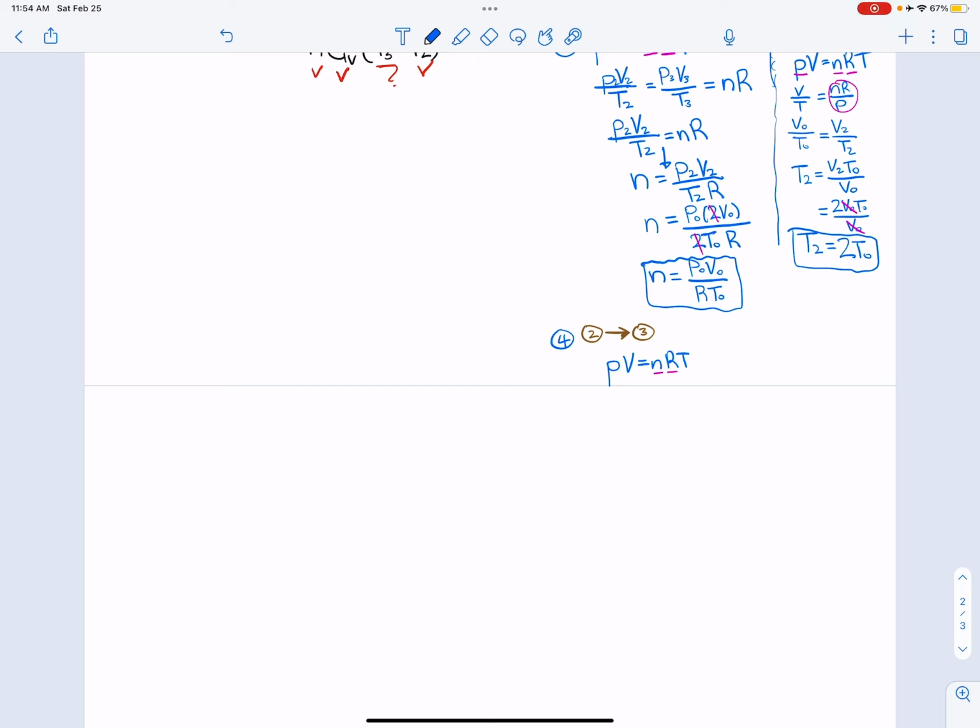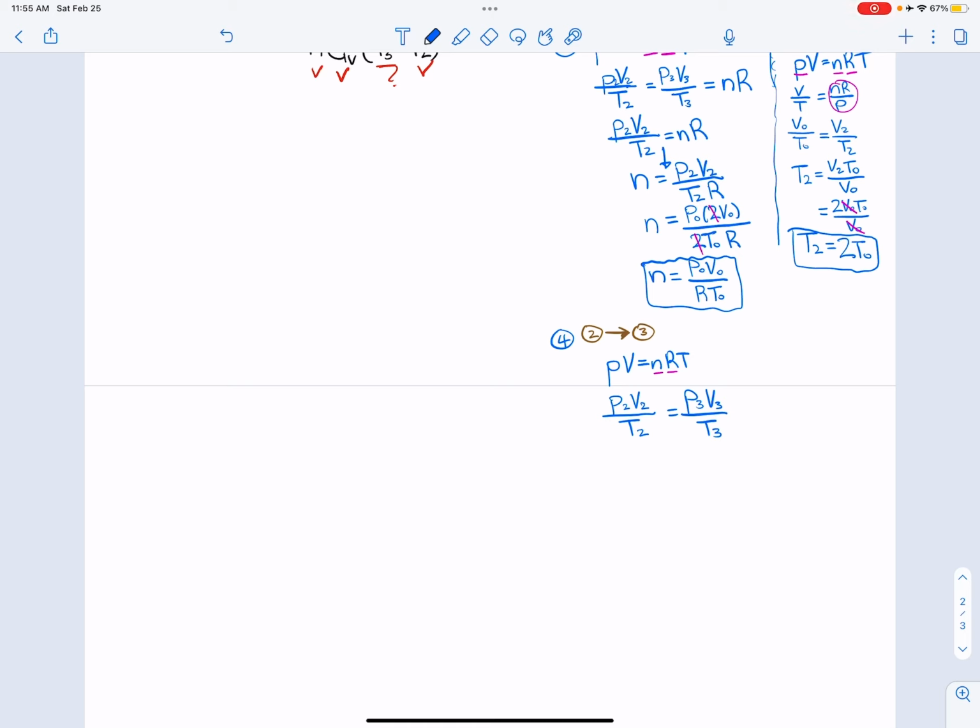Okay, no worries. So that just means that the pressure at 2 times the volume at 2 over the temperature at 2 is equal to the constant nR, right? And since it's constant, nR doesn't change, that means the pressure at 3 times the volume at 3 divided by the temperature at state 3 is also equal to that constant. Therefore, this is equal. The pressure times volume over temperature at both state 2 and state 3 are equal.